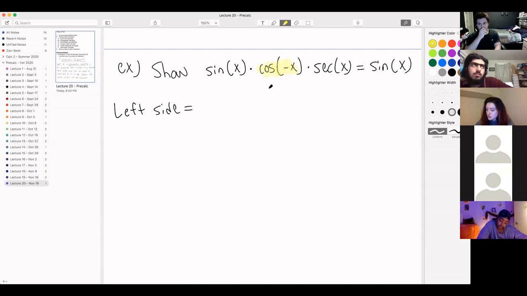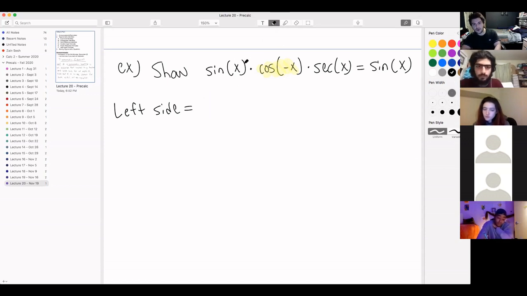Well, since it's... oh no, you're right. No, it would just be cosine of x because it's an even function. Yes, good. So cosine's even, so the negative x in the input can just be deleted. It's the same thing as cosine of x.